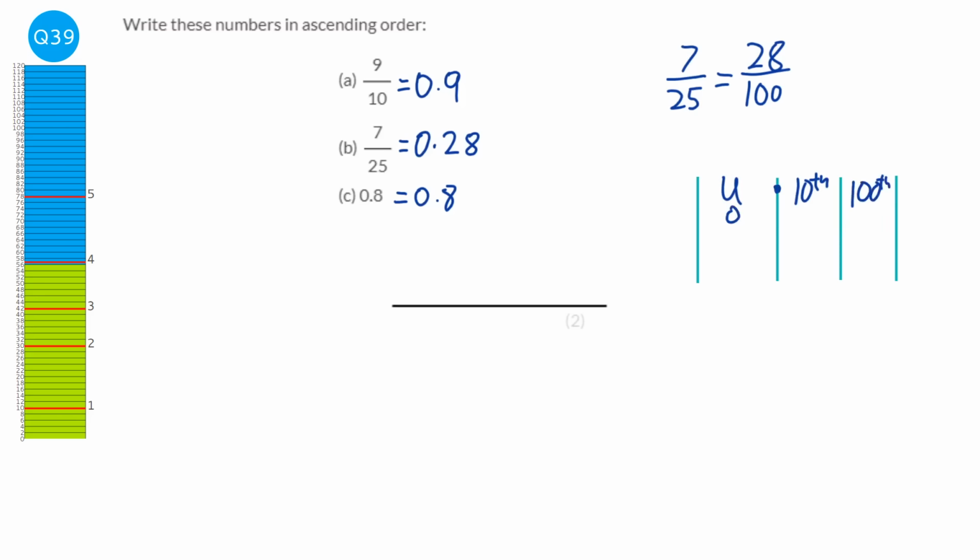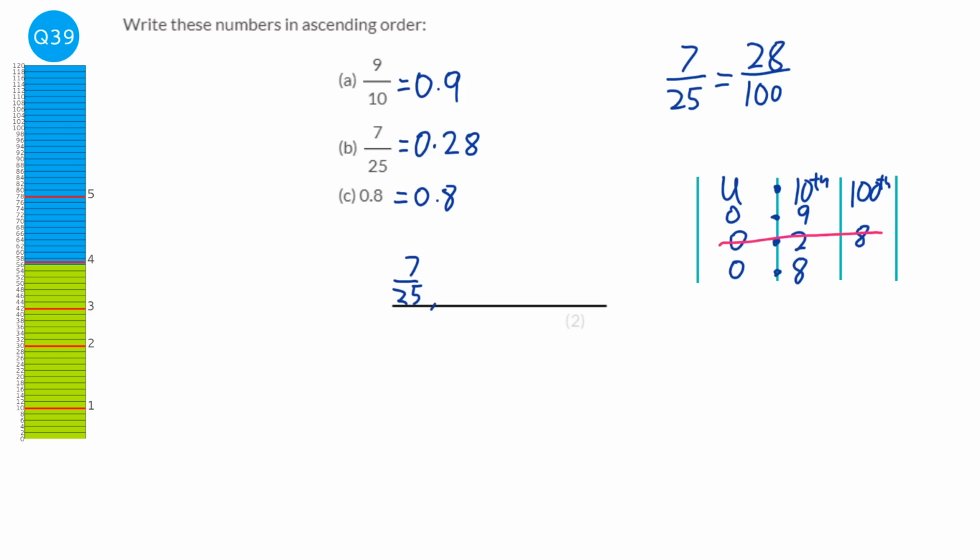So we've got 0.9, 0.28 and 0.8. And you can see here that looking at the tenths column, that 2 means that this 0.28 is the smallest. So 0.28 is 7/25, so that's our smallest. And it says it wants it in ascending order, which just basically means from smallest to biggest. Okay, looking at that, so we've dealt with that.